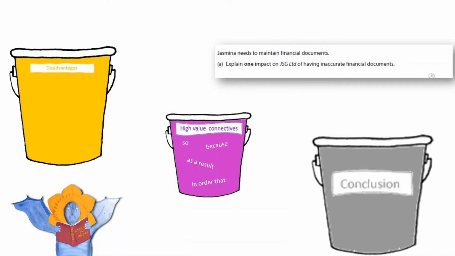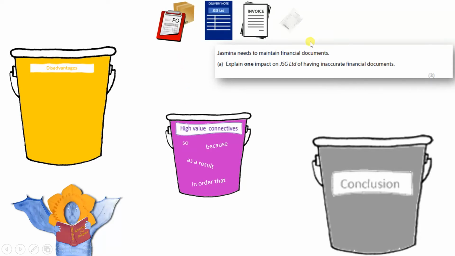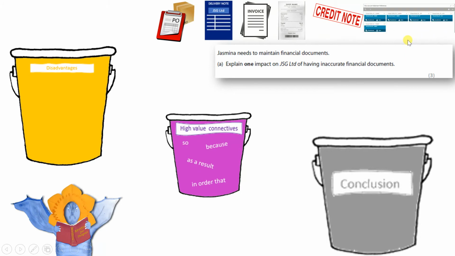Well, to answer this question, we need to make sure we're all thinking of the same financial documents. So in the right order, we're looking at purchase order, delivery note, invoice, receipt, credit note, and let's not forget statement of accounts. So now we know what we're talking about.